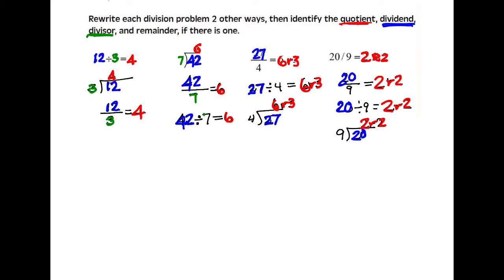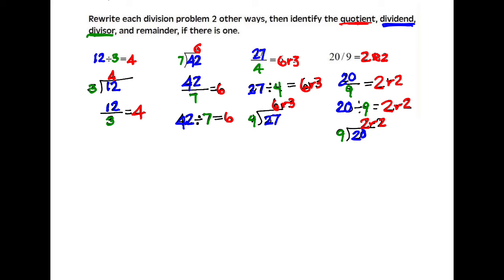Okay, in general, with normal whole number problems, your divisor and your quotient will be smaller than the dividend. The number you start with is going to be the big number.